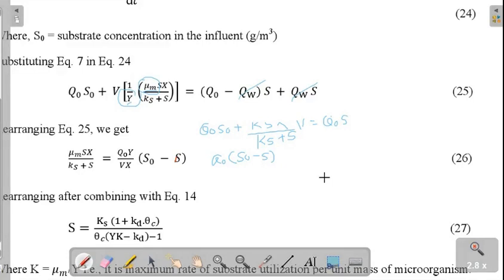Yes, this is plus. I just rearrange this equation first. Okay, one second. I am writing the equation: k into s into x divided by k_s plus s, that is equal to, I am writing, q0, h0 minus s. Okay.